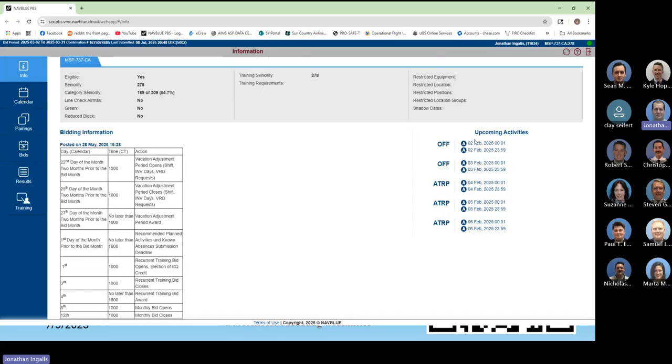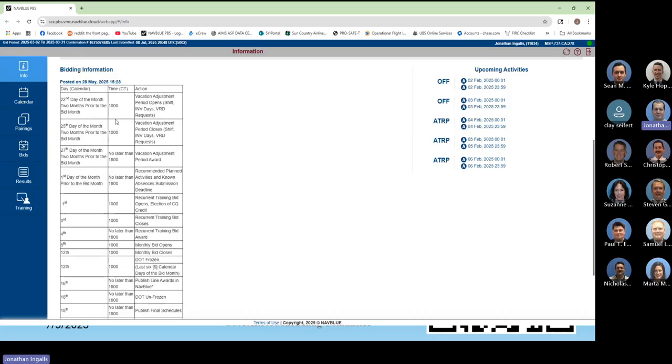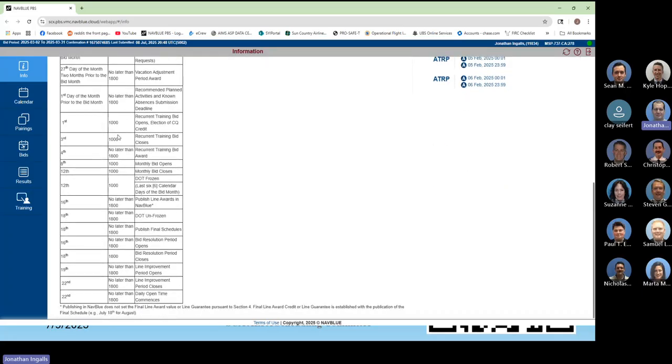Upcoming activities shows you what I've got on my schedule. So this was saying whenever we did this snapshot of this March bid period, we were still in the middle of February, so it showed that I had some ALPA work coming up and some off days. Over here, we'll see the bid calendar. It reminds us what the bidding timeline is for the month. That's kind of the first couple slides that we went with.